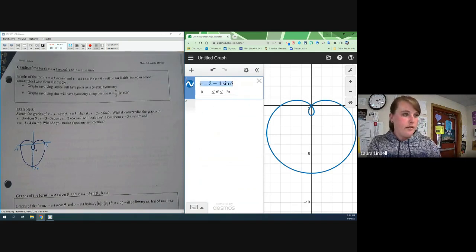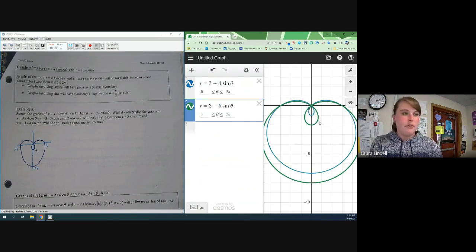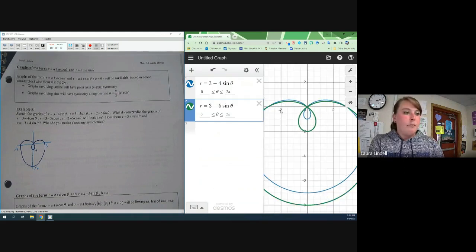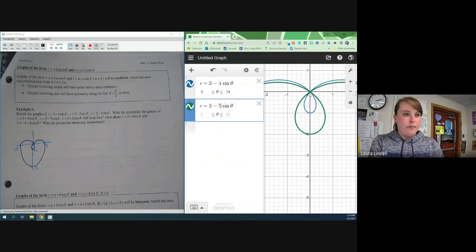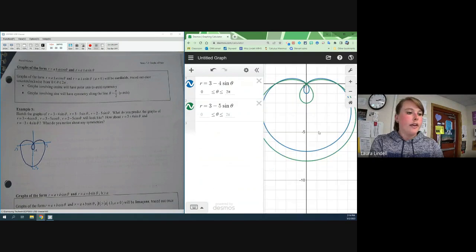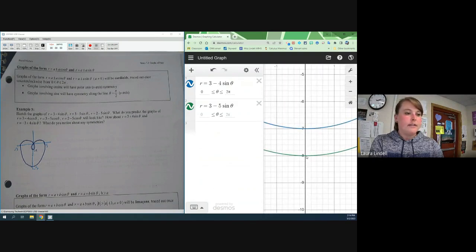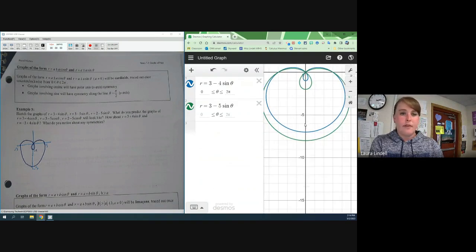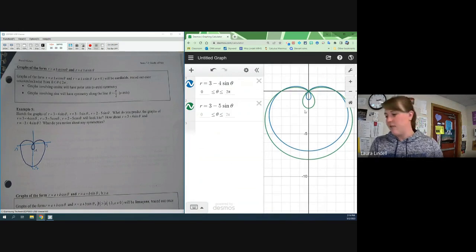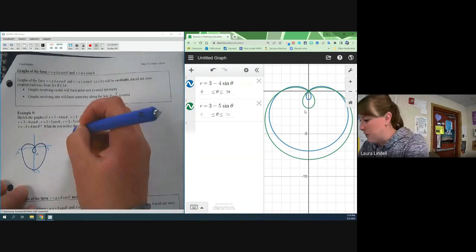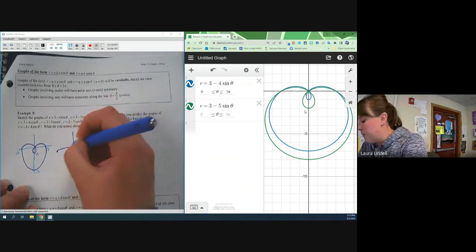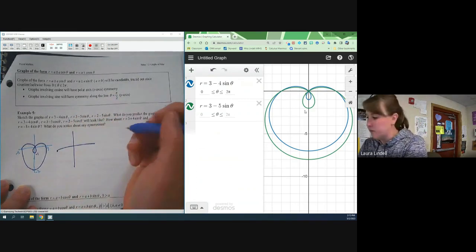Let's graph another. This time we're going to go 3 minus 5 sine theta. And would you look at that? We're still crossing here at negative 3 and positive 3. But now the loopy part goes down to 2. And the whole thing goes down to negative 8. So that's probably not a coincidence. Let's graph this one as well. And then we'll see if we can make any other predictions.